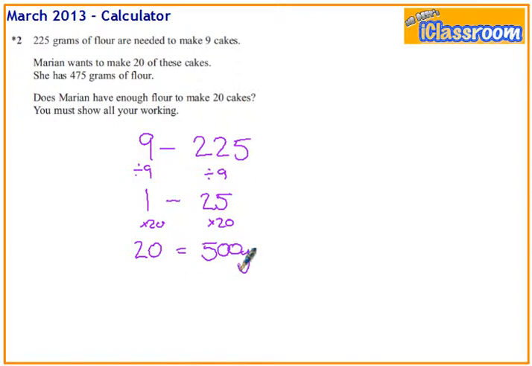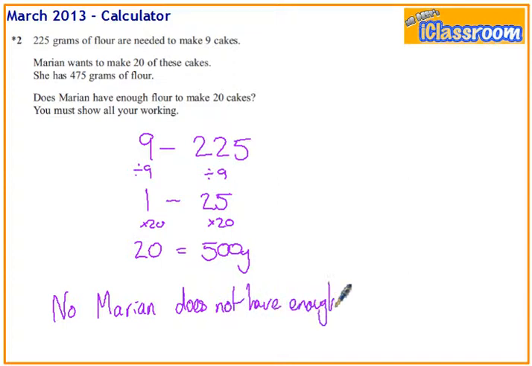Does Marion have enough flour to make 20 cakes? Well, no she doesn't. She only has 475 grams. Notice that this is an asterisk question, so I do need to make a written comment here to say no, Marion does not have enough flour. And then I am complete.